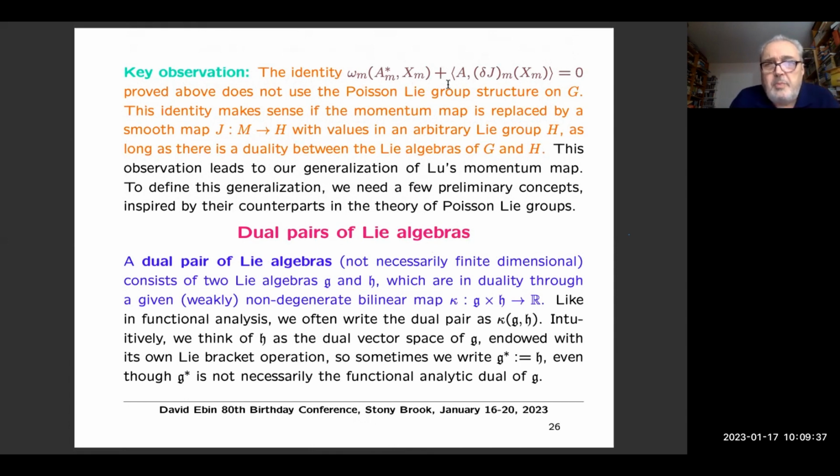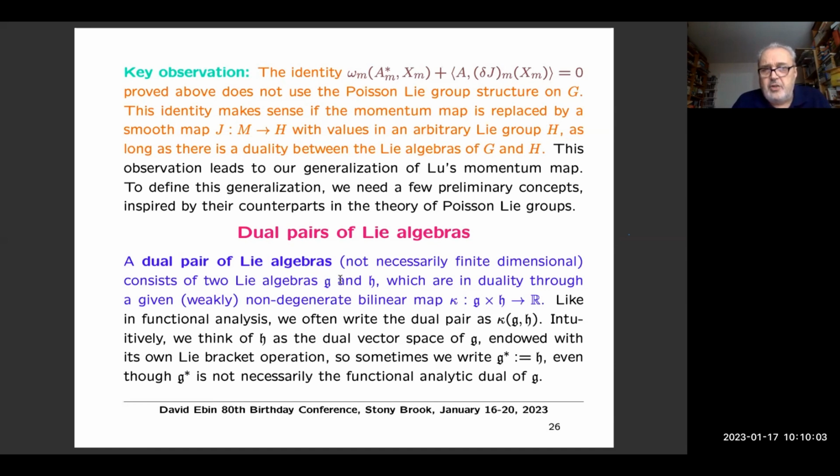When does this relationship make sense? If I have a map M into H with values in an arbitrary Lie group, as long as there is a duality between the Lie algebras of G and H. This is exactly how I'm going to define the momentum. Okay, so let's do it. That's going to go very quick.